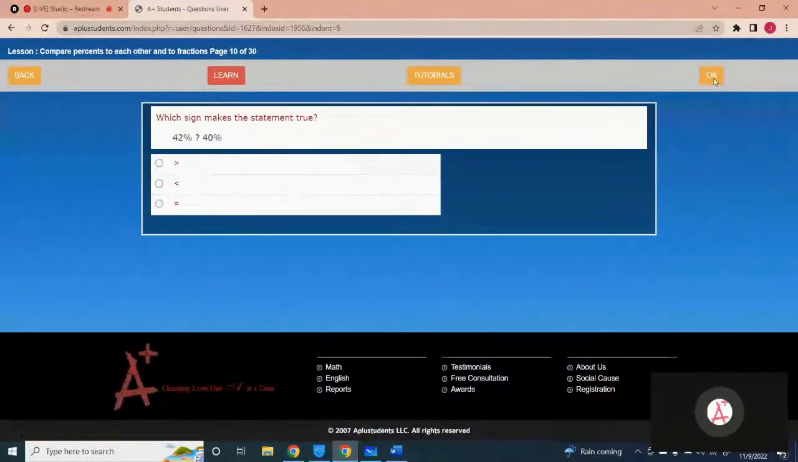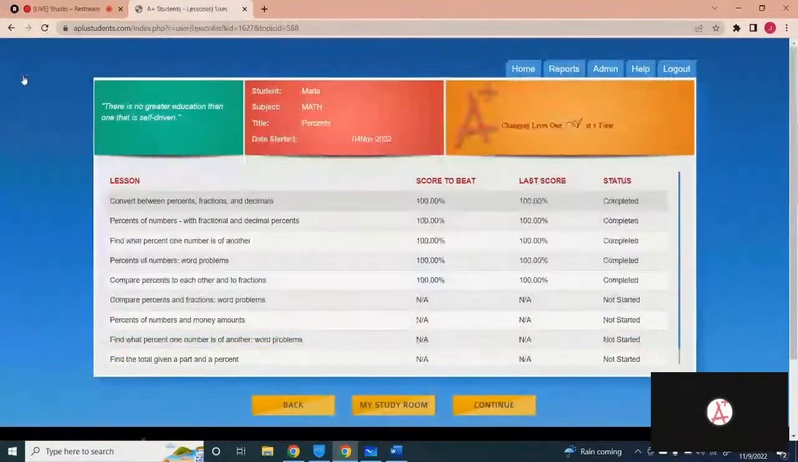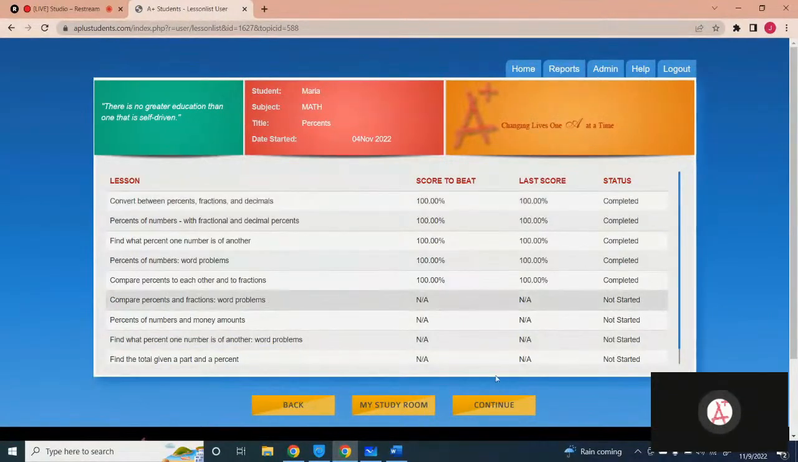Okay, you just compare the numbers, so you can complete the test by yourself later today. I'm going to start with the next topic. Got it? The next topic is compare percents and fractions word problems. Let's start with the next one.